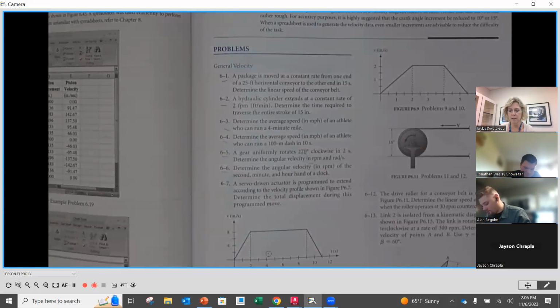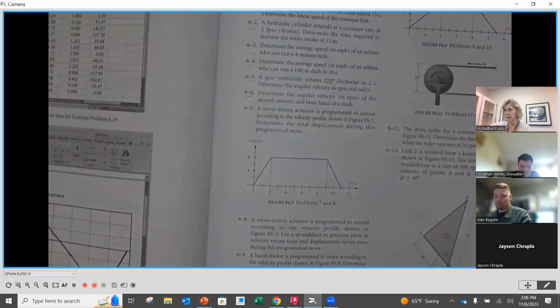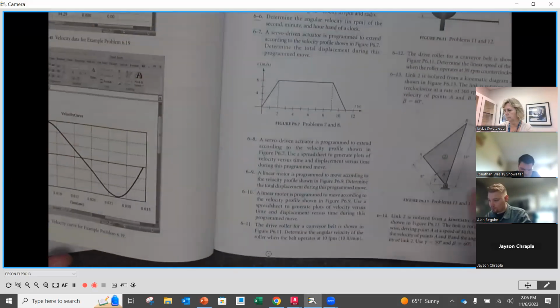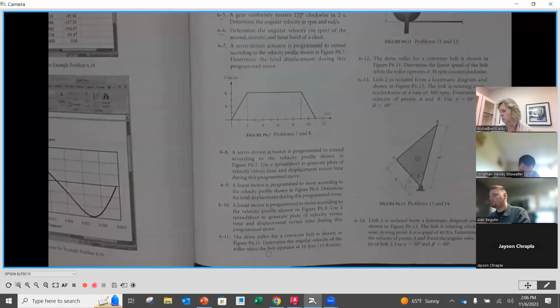So the next problem that you have is going to be number 11. All right, number 11, the statement is at the bottom of that first column, but we're going to be looking at the diagram in the second column. So it says we have a drive roller on a conveyor belt is shown. Determine the angular velocity of the roller when the belt operates at 10 feet per minute.